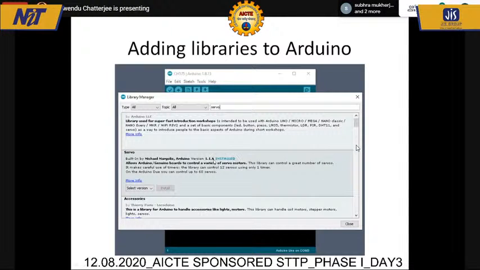If it is installed, as in my case the Servo library is installed, you don't have to do anything. Otherwise, you will have to search the version. If you don't know the version, the latest version will be installed automatically. There is an Install button. If you have not installed it, this button will be active, and if you click it, the library will be installed in your Arduino environment.